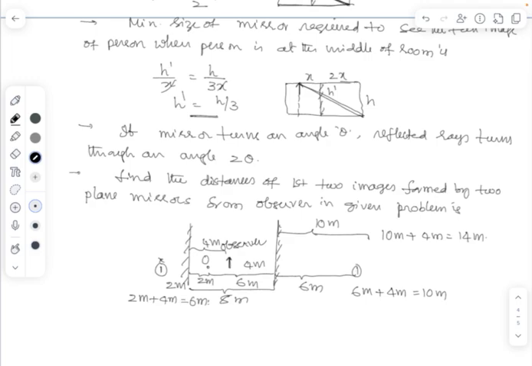This is the second image. For this second image it is 6 meter. This is 14 meter. Second at 14 meter. 14 plus 4 equal to 18 meter.